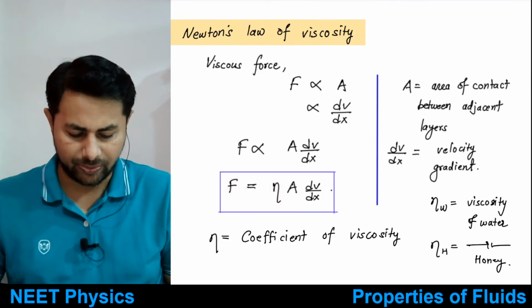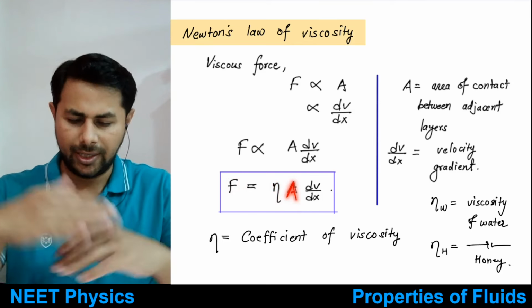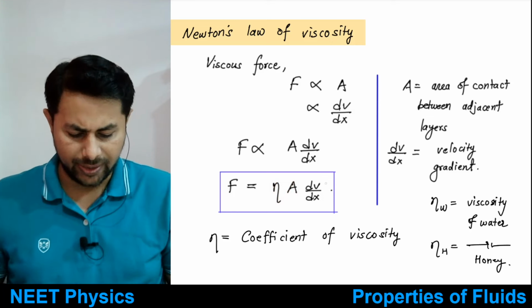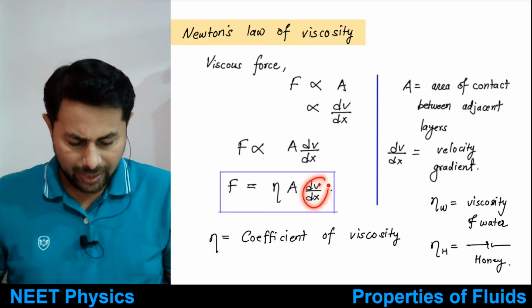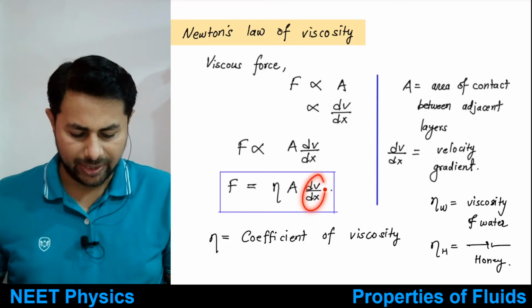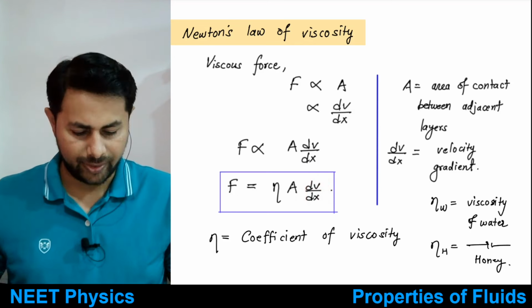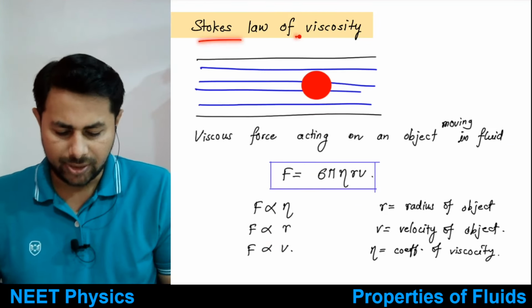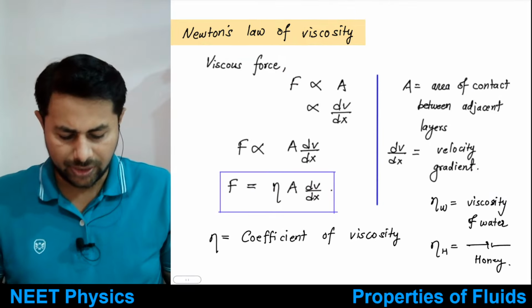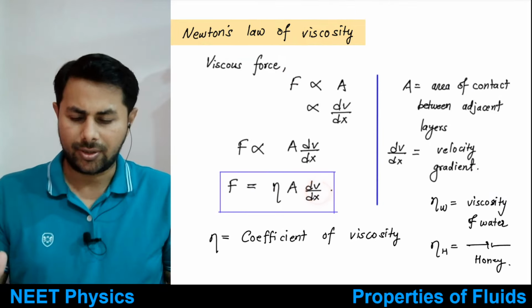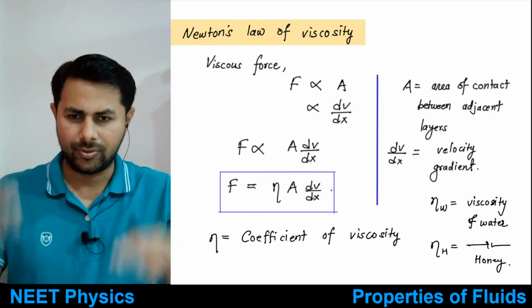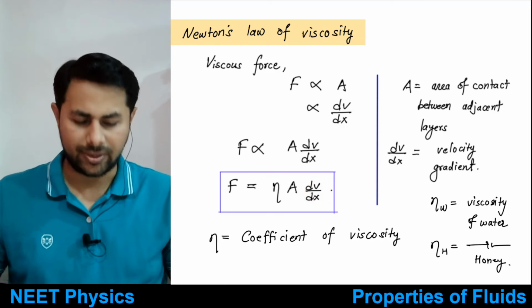Eta is the coefficient of viscosity multiplied by the area of contact between two layers, two surfaces of liquid, you can say two adjacent layers, and multiplied by dV by dx. dV by dx is the velocity gradient. After that, next comes the Stokes law of viscosity. Newton's law of viscosity is a general law, and it is applicable to what? Two layers of the liquid in contact with each other.